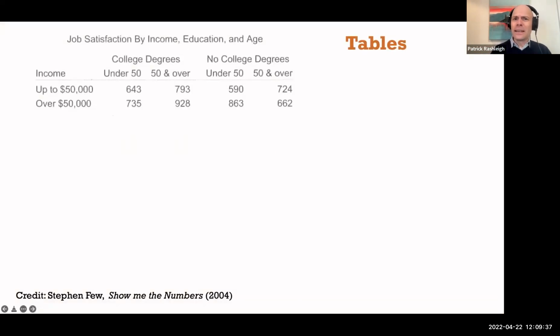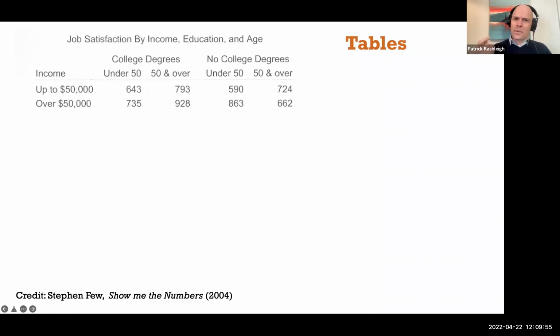So for instance, here's a very, very simple table, 8 values with some categorical context. And I could ask you to study these, and you may notice certain things, but you'd have to read it over and think about it.